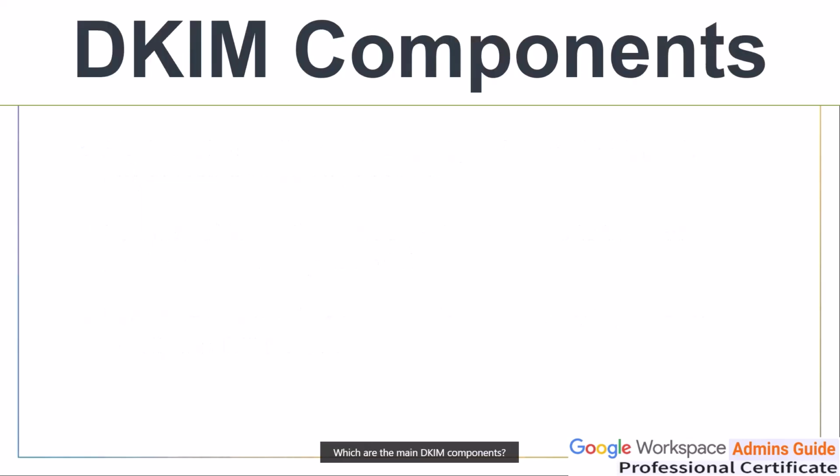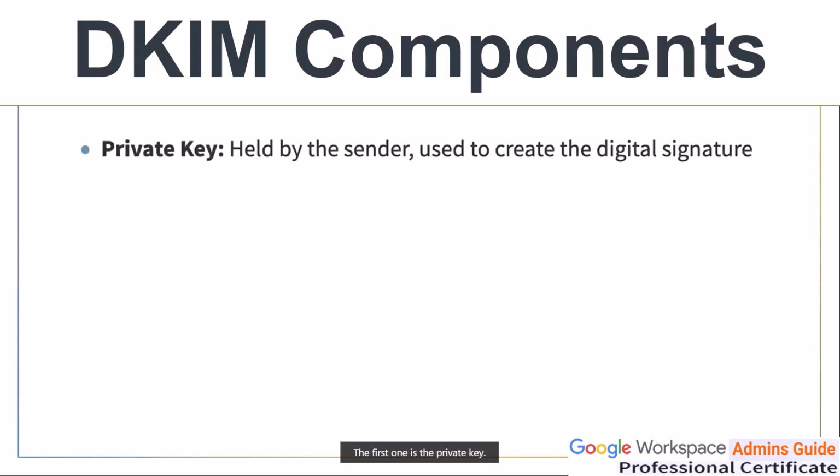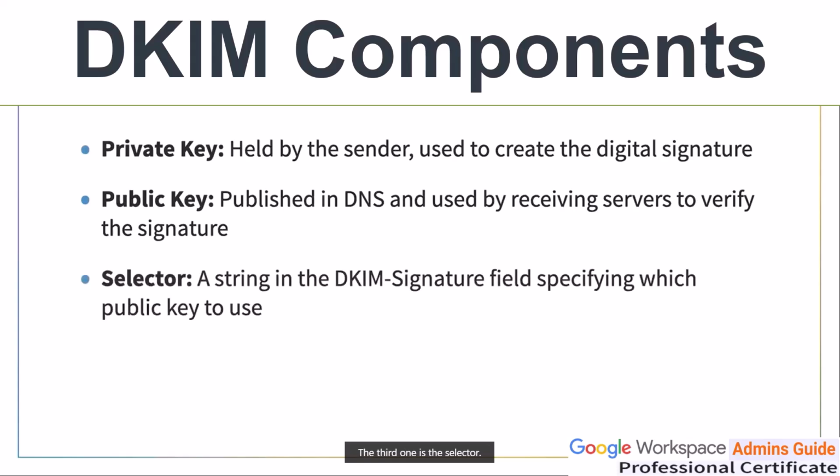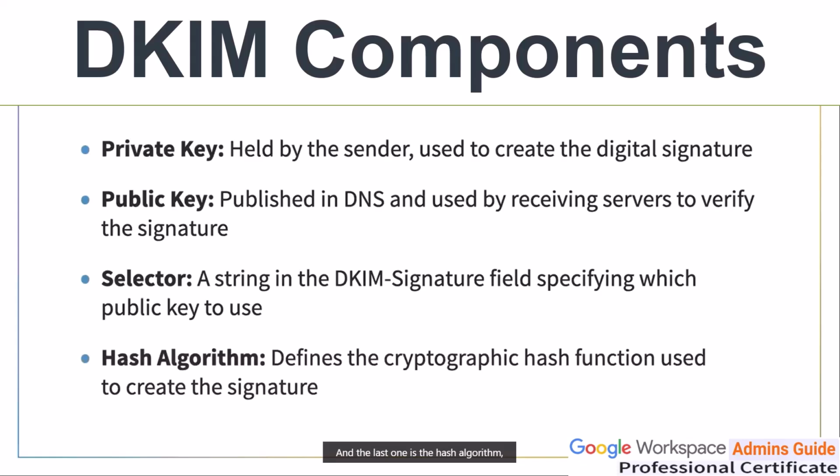Which are the main DKIM components? The first one is the private key. It's held by the sender and it's used to create the digital signature. The second one is the public key. It's published in DNS and used by receiving servers to verify the signature. The third one is the selector. It is a string in the DKIM signature field specifying which public key to use. And the last one is the hash algorithm that defines the cryptographic hash function used to create the signature.